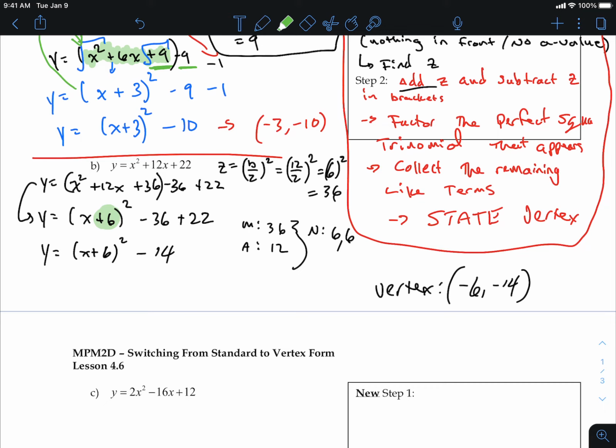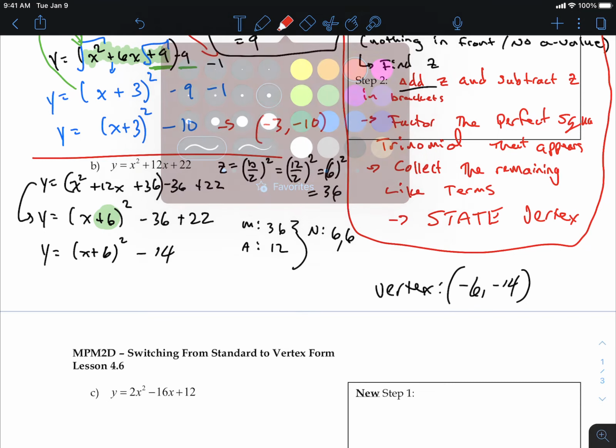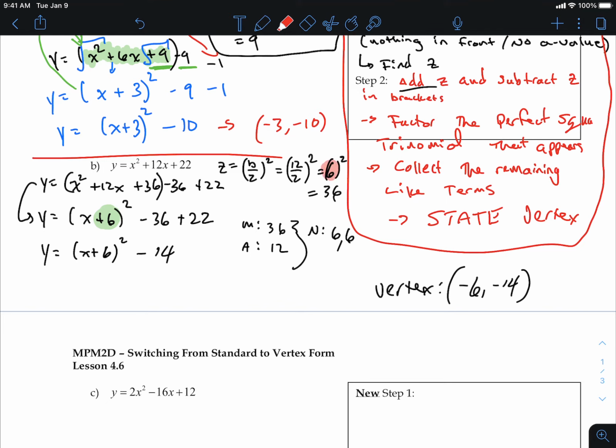Listen, this minimizes all the thinking that you have to do, always, with this process. There's no factoring going on. As soon as you find the Z value, as soon as you divide it by 2, before you square it, that's the number that goes in here. Surprise. It's magic.